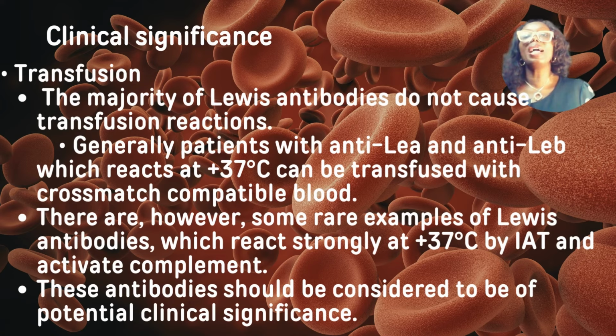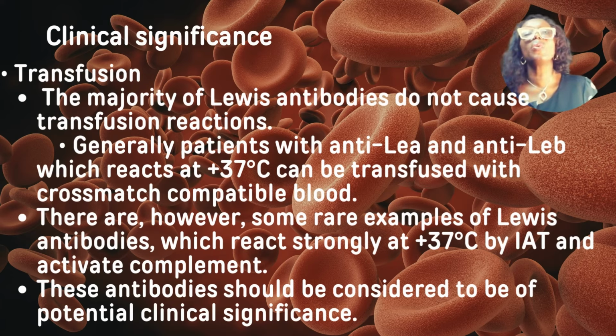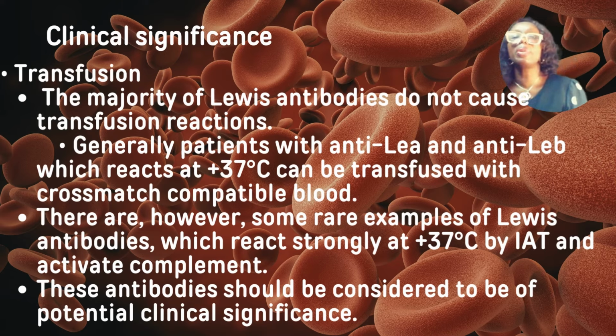Generally, patients with anti-Lewis A and anti-Lewis B, which react at 37 degrees Celsius, can be transfused with cross-match compatible blood. But when transfused with incompatible blood, definitely there will be some reaction. There are, however, some rare examples of Lewis antibodies which react strongly at 37 degrees Celsius by indirect antiglobulin test and activate complement, that is the IgG type, and these antibodies should be considered to be of potential clinical importance.